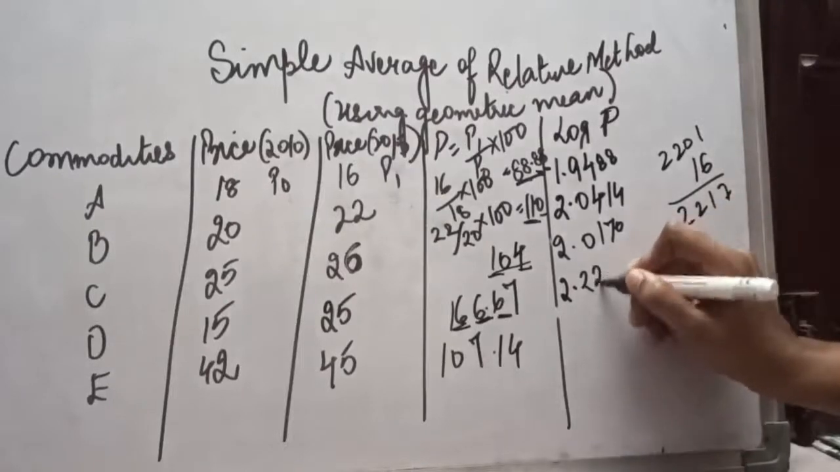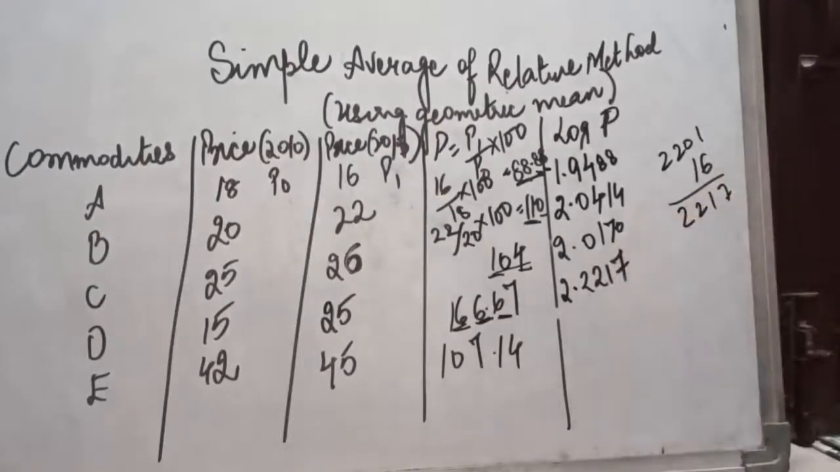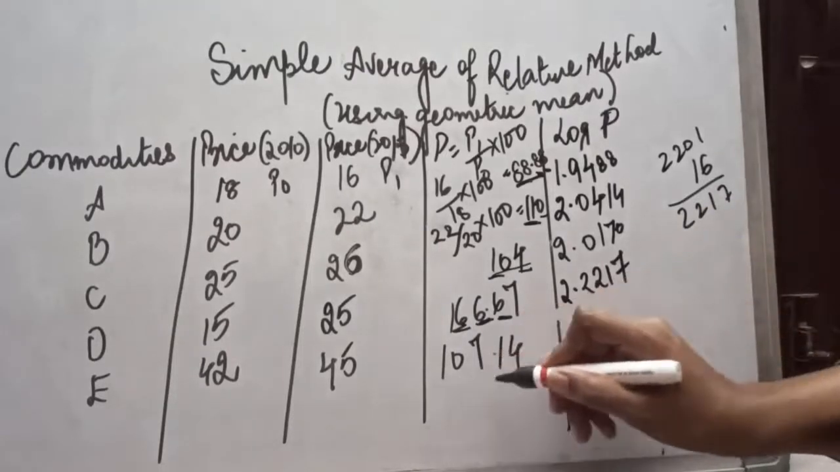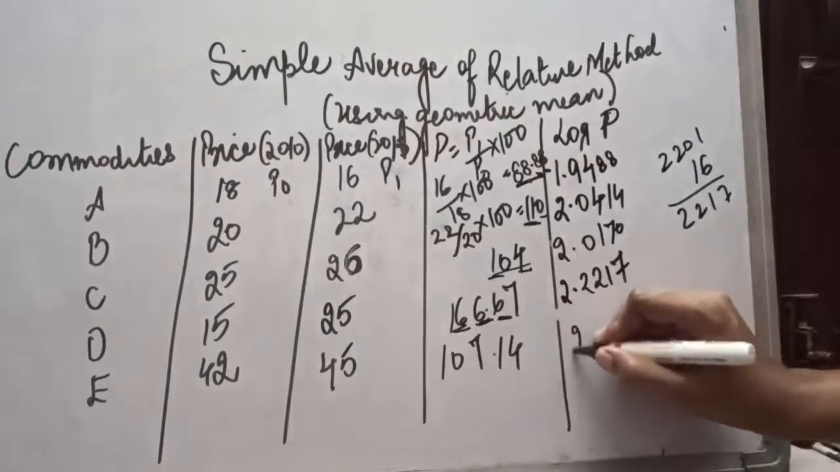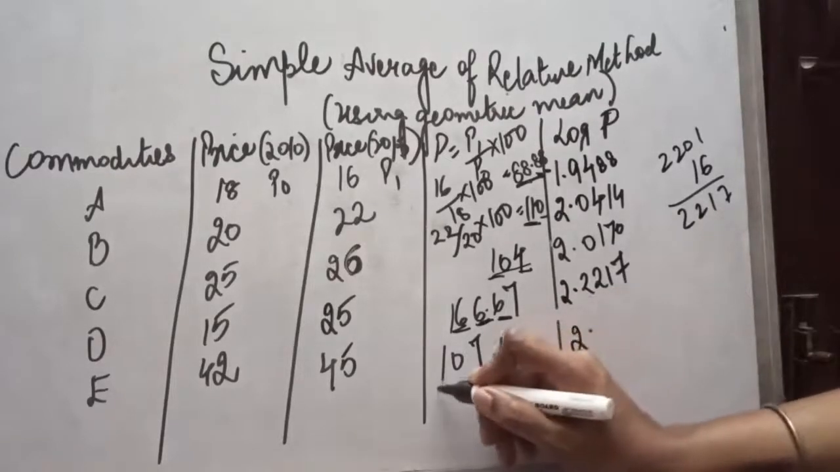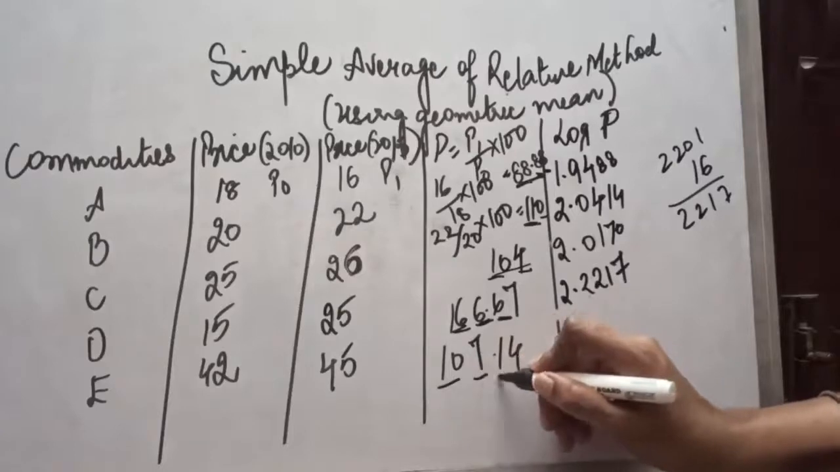So this is 2217. Similarly in the last, we can see the value is 107.14. So before point we have 3 digits. 3 minus 1 is 2. 2 point. Now I will look at 10 under 7, then under 1.